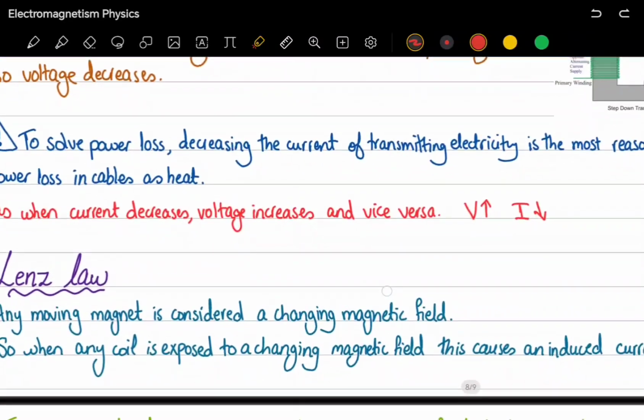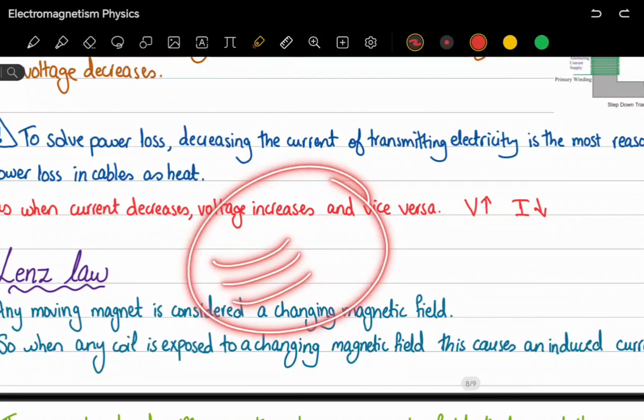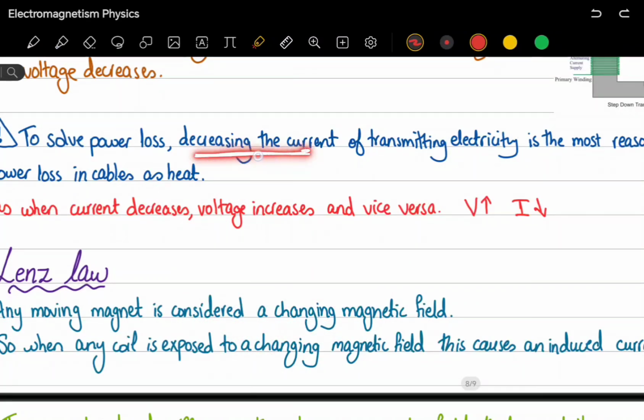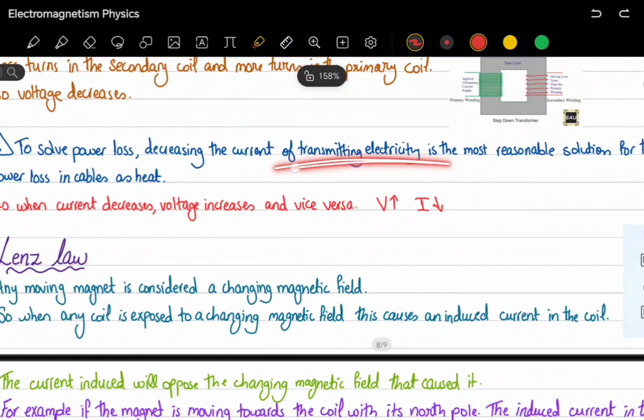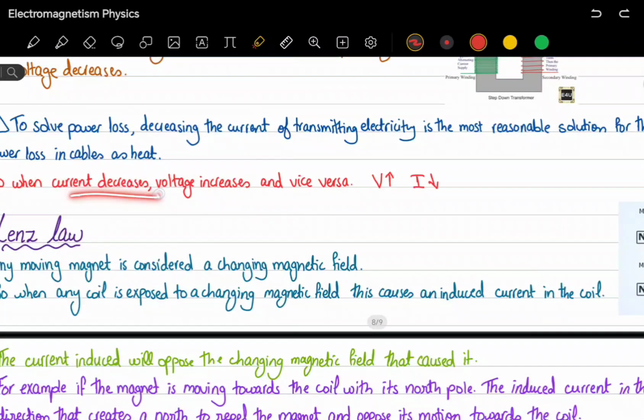So in order to solve the power loss, instead of changing the wires of the pylons all around the city, which might be very expensive, we thought about decreasing the current. Because as we decrease the current, the voltage increases. So decreasing the current of transmitting electricity is the most reasonable solution to decrease the problem of power loss, which we mean as heat loss. So when the current decreases, the voltage increases, and vice versa. If the current increases, the voltage decreases.